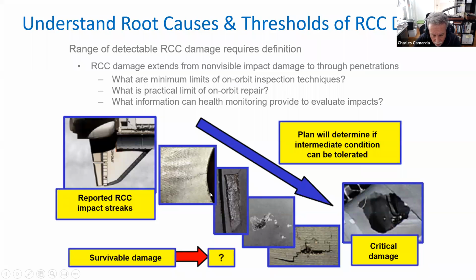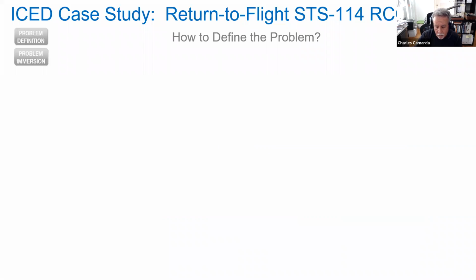You could have small cracks in the skin of the vehicle as shown here of the wing leading edge, or you could have a very large hole. Okay. And so if we're going to design something to work, we have to look at all these different cases that we could potentially have when we inspect our vehicle on orbit.